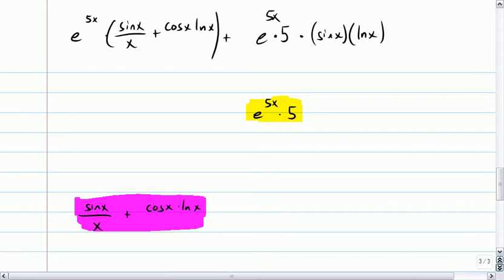You got an outer function of e to the x. The derivative of e to the x is itself, so you recopy it. And the inner function is 5x. Its derivative is 5. All right, next problem.